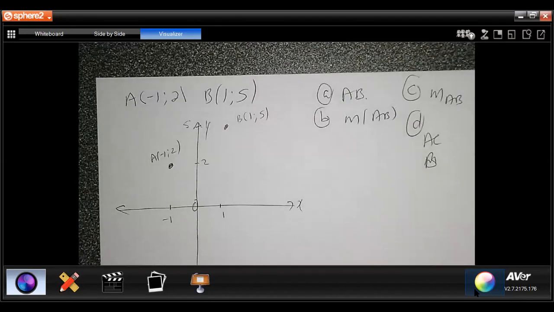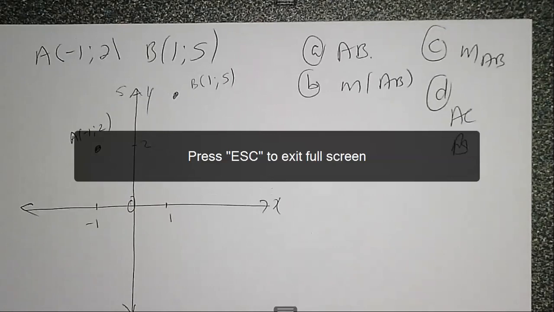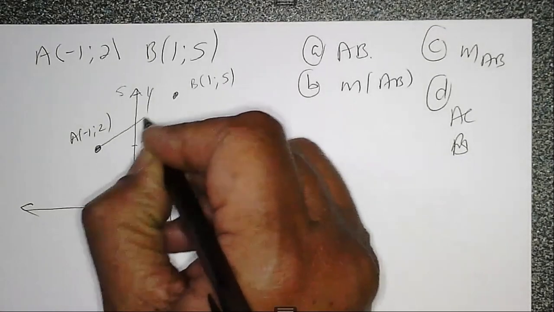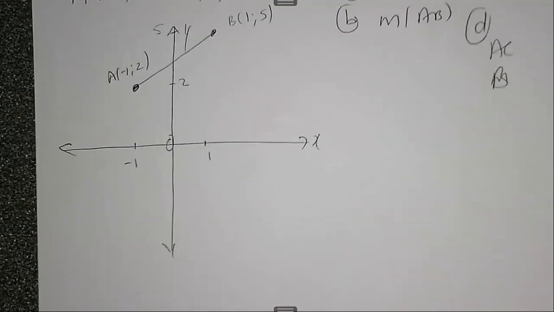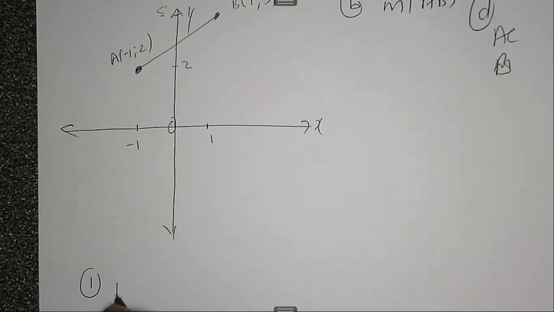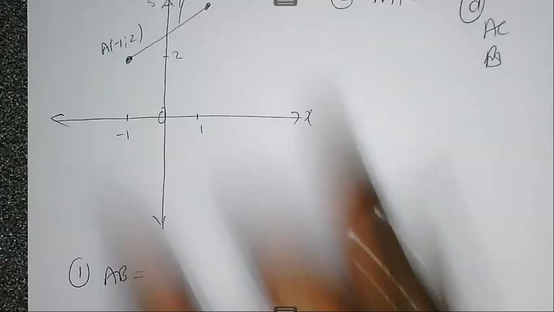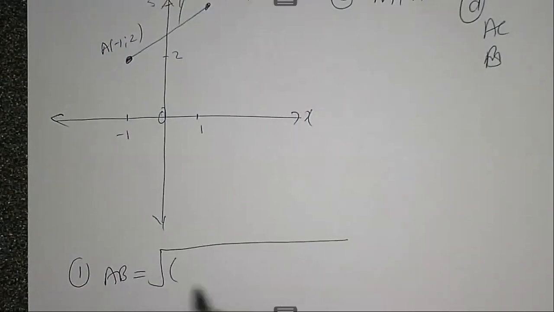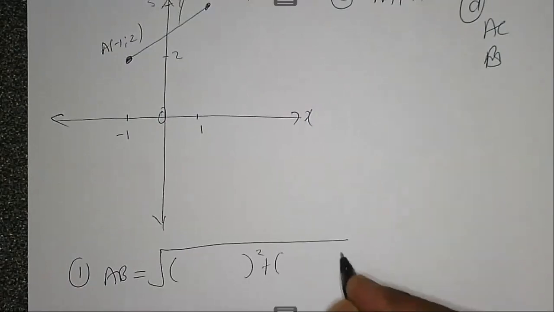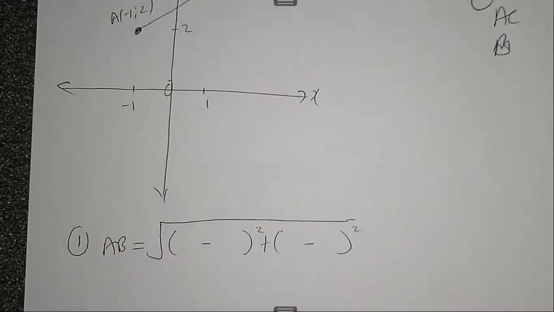So the first question, let me just make this a bit bigger, is find the length of AB. There's your line AB, and how long is AB? Right? So let's do it. Now remember the formula, guys? You need to write down the structure of the formula. You remember it is like that, minus and minus. That is the basic structure of the formula.